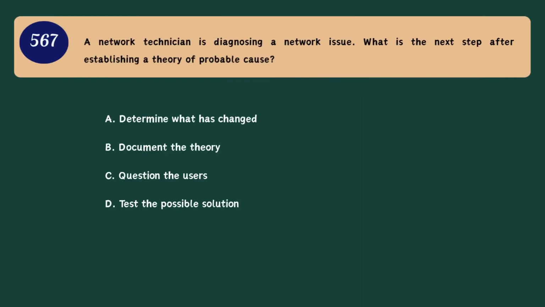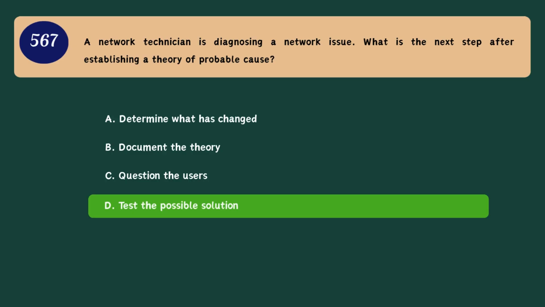Question 567. A network technician is diagnosing a network issue. What is the next step after establishing a theory of probable cause? A. Determine what has changed. B. Document the theory. C. Question the users. D. Test the possible solution.